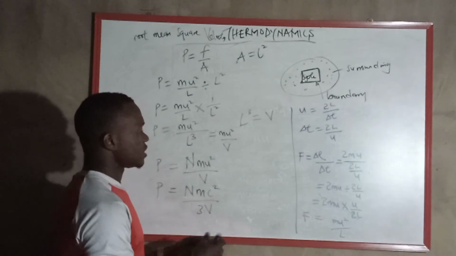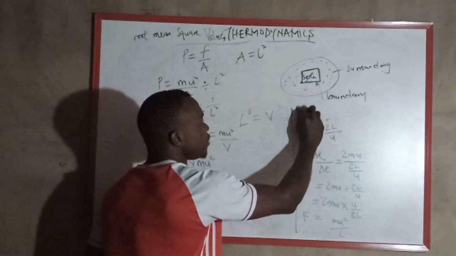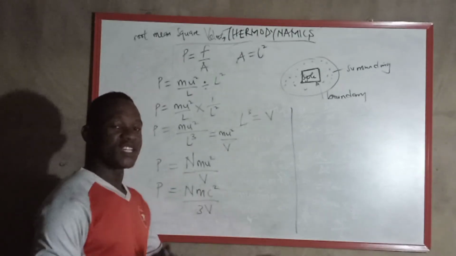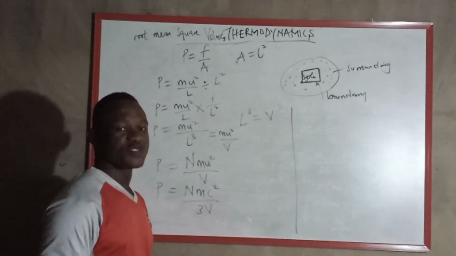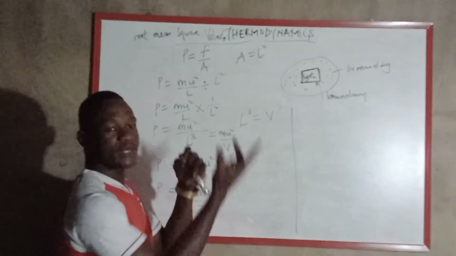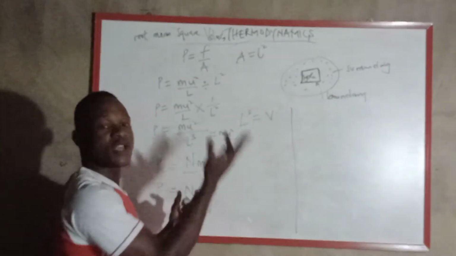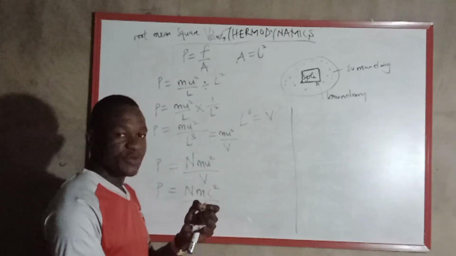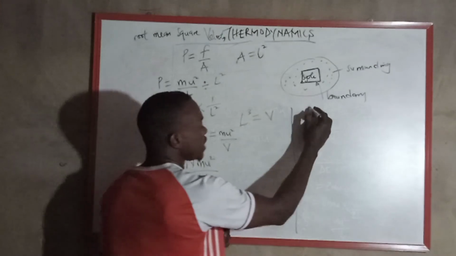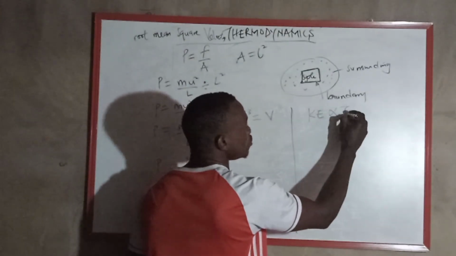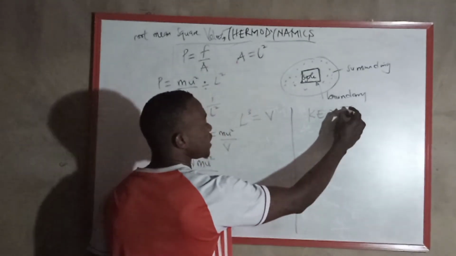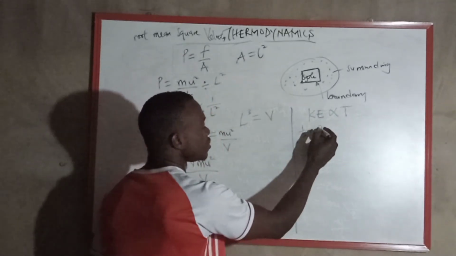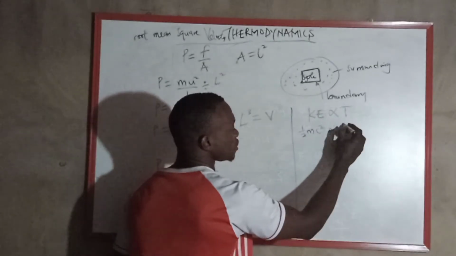Specific volume is the same thing as saying our volume per unit mass. Now, the kinetic energy, which is the energy as a result of the motion of the particles, is directly proportional to the temperature. So if you increase the temperature of the particular system, the energy of the molecules will increase, and if you reduce the temperature, the energy of the molecules will decrease. So we have that kinetic energy is proportional to temperature. Remember, kinetic energy we said is what? Half mc squared.